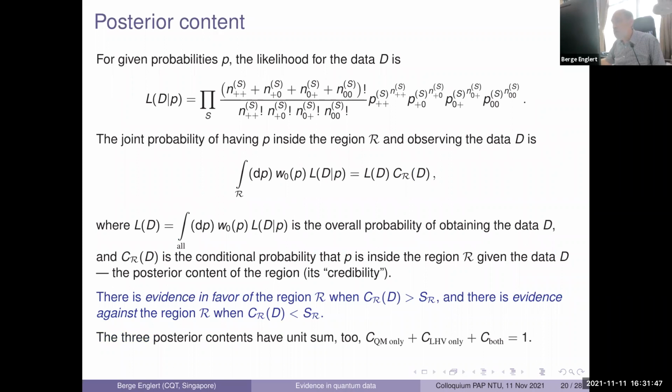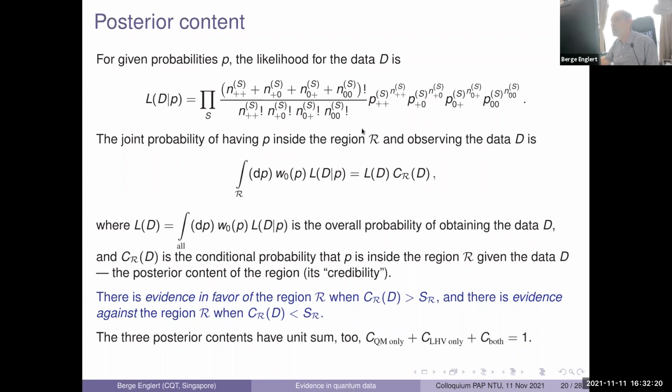And for the posterior, well, we multiply the prior with the likelihood function, and we integrate over the region, and that will give us the posterior content of the region, which depends on the data. So that's this number labeled by C, and it stands for credibility. And then there's a normalization factor, which is just the probability for the data, where you integrate the same expression, but over the whole space.